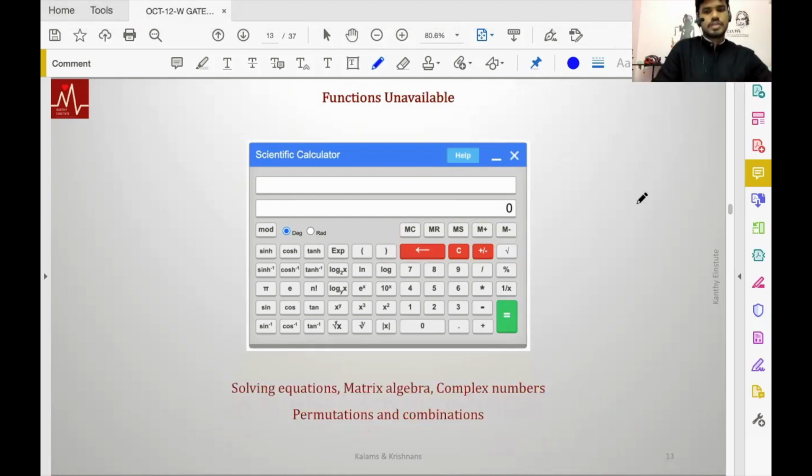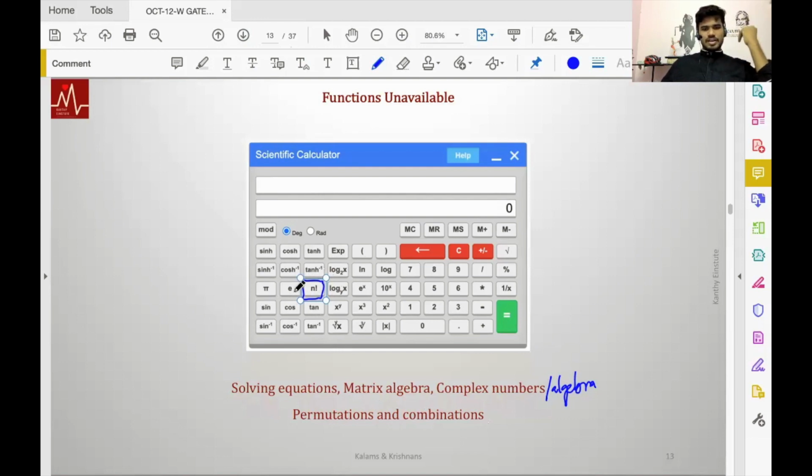Okay, with that, we should also know what is not here. Functions unavailable: you can't solve equations. Many scientific calculators can solve equations, do some matrix algebra, complex numbers. Complex algebra is certainly not there. Let me quickly check the square root of -1. Yeah, complex numbers and algebra are both not there. And permutations and combinations you don't have, but you have factorial. Using factorial, if there is any big permutation or combination, you can always find it.